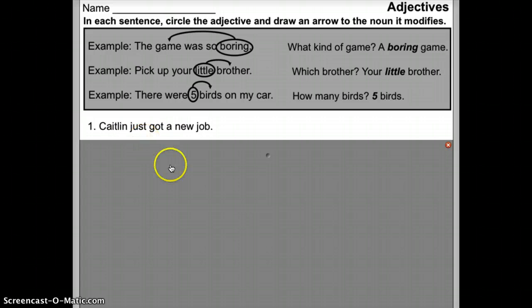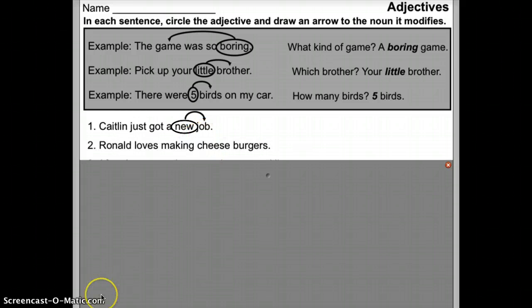So it says, Caitlin just got a new job. So I need to decide what in this sentence is a describing word. So I know Caitlin is a noun. Got is probably our verb. I'm thinking new is going to be the adjective. And I got to think about, well, what is new in the sentence? Is Caitlin new? What could be new? So I think job is going to be the noun. So new describes job.